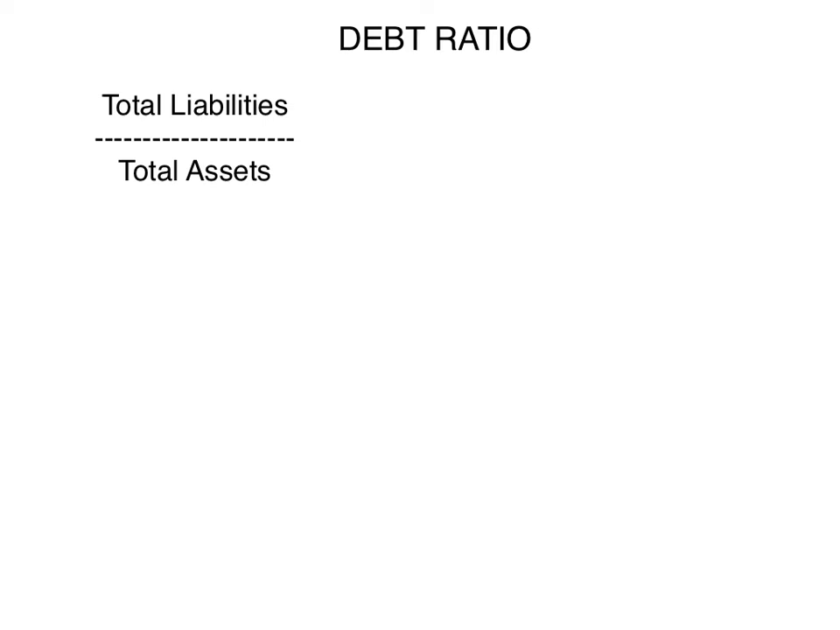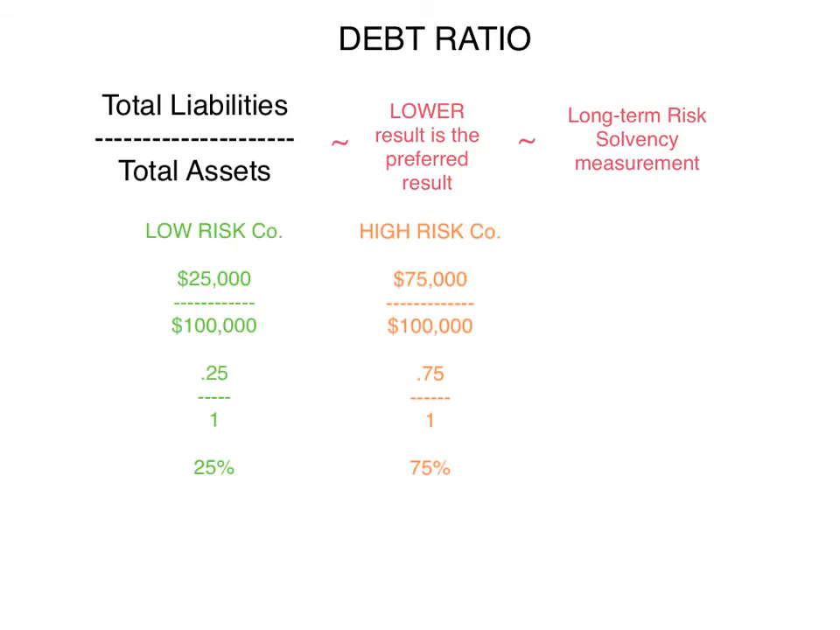The debt ratio formula is to take total liabilities found on the balance sheet and divide that by total assets, also found on the balance sheet. Let's look at two companies' worth of data.